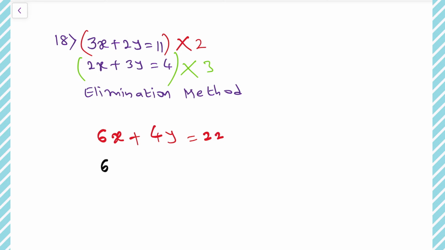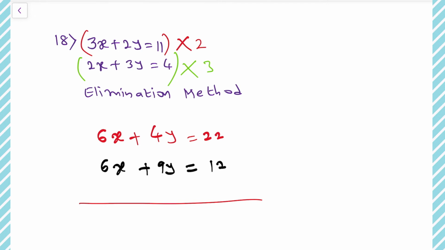2x into 3, 6x plus 3y into 3, 9y is equal to 4 times 3, that is 12. Now one thing we need to observe here clearly. Here this is 6x, this is 6x. Both are plus only, that is plus 6x, plus 6x. If both are having the same symbol, then do subtraction. If they are having different symbols, then do addition.